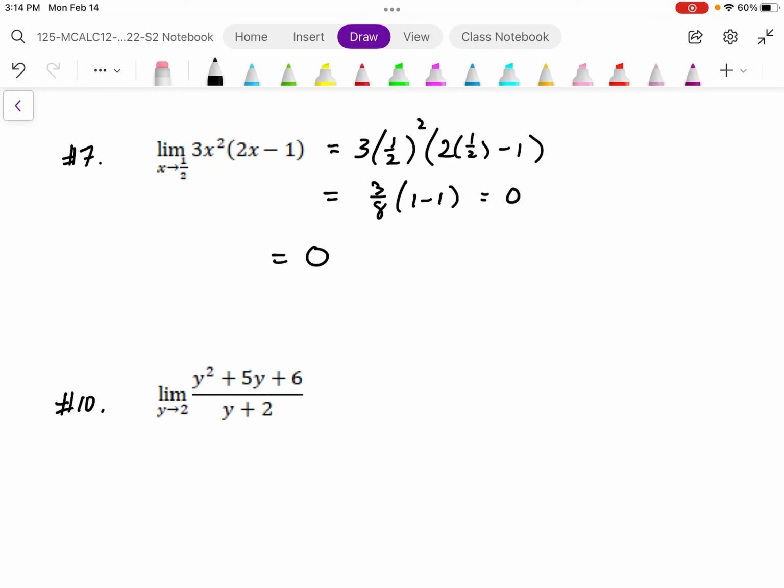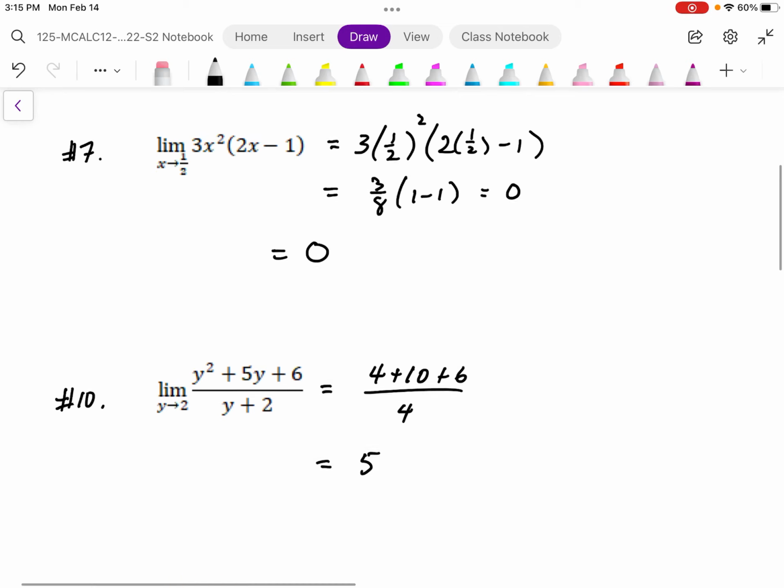Here we're going to plug in y equals 2, so for the limit, we get 4 plus 2 times 5, which is 10, plus 6, over 4. Again, we can evaluate this number, so we're just going to leave it as our limit. So we end up with 20 over 4, so the limit is equal to 5. So we always plug in the limit first, and if we can evaluate a number, that's the limit.